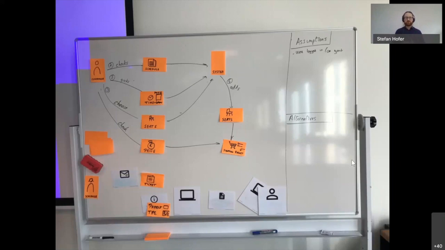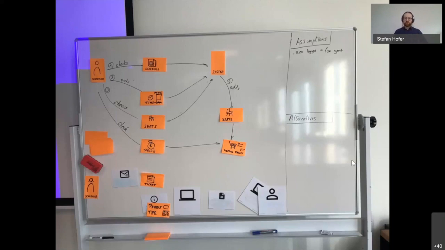So this is really important because then you have a visual feedback channel and it's really easy for people to point out, no, this arrow with the 3 on it, that doesn't work that way. It should be the other way around, or we're missing a step here. So that makes it really easy for people to say if something is wrong or missing.